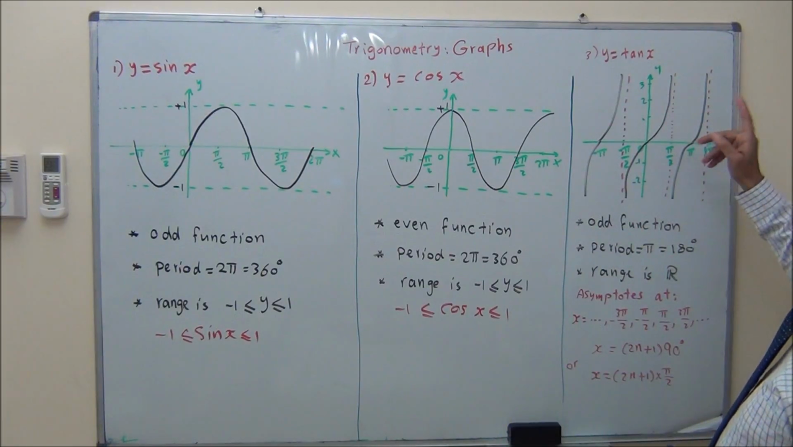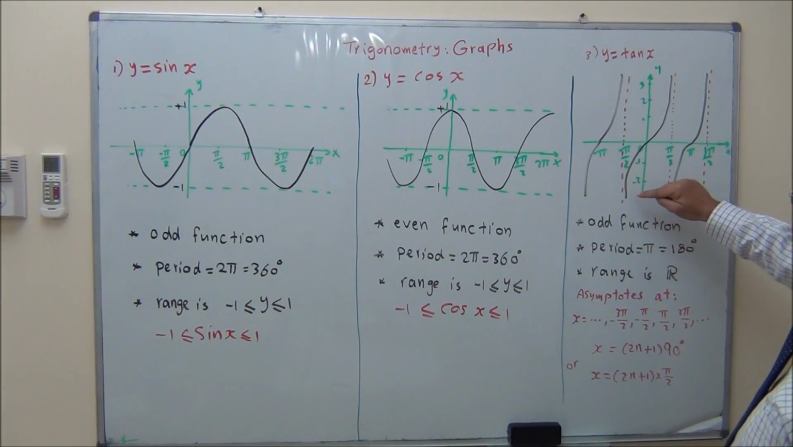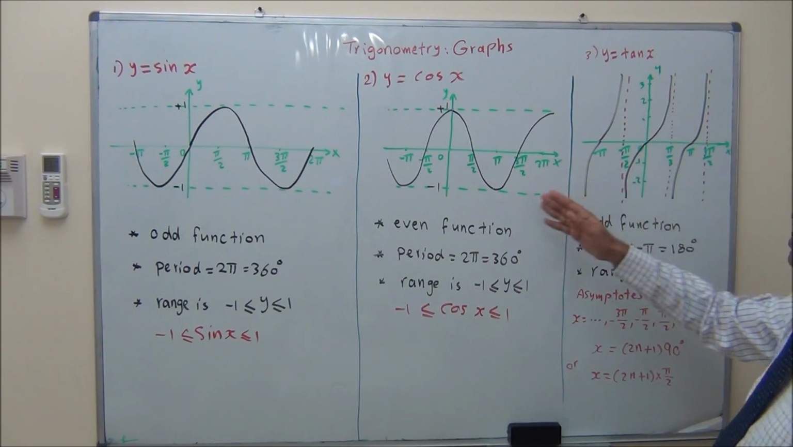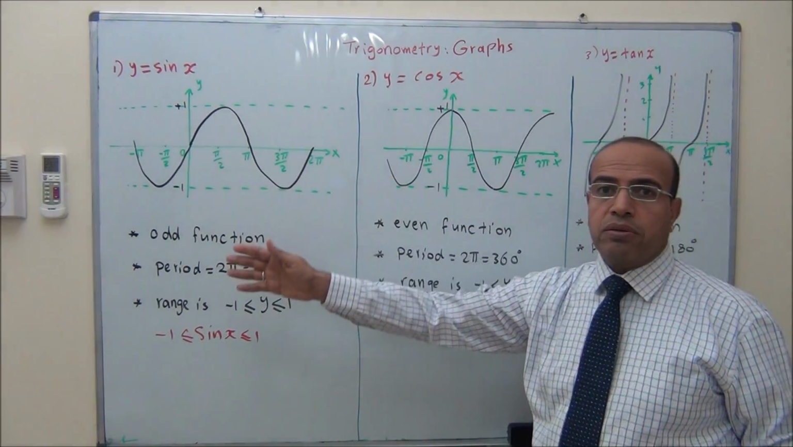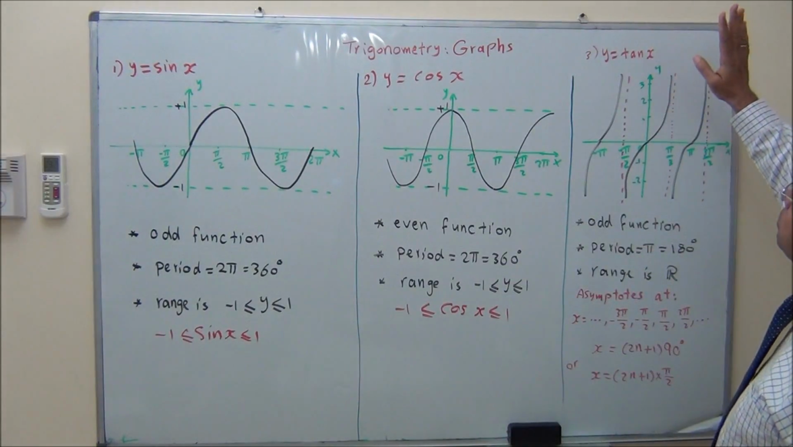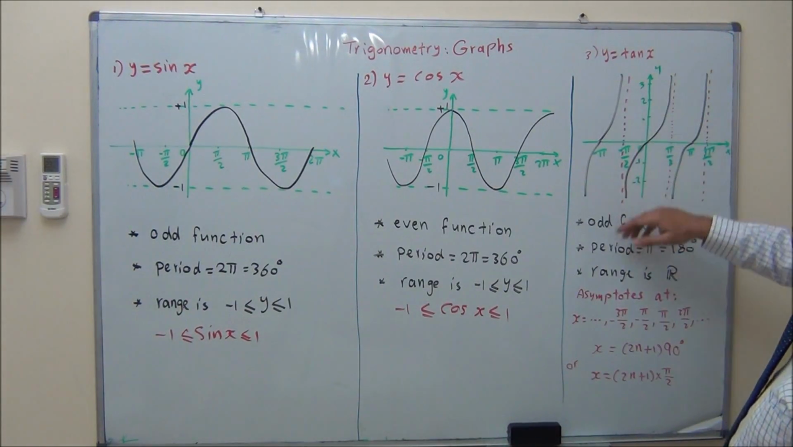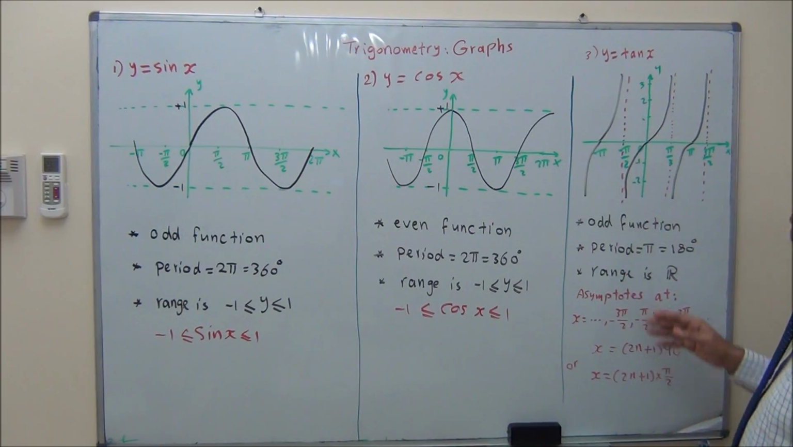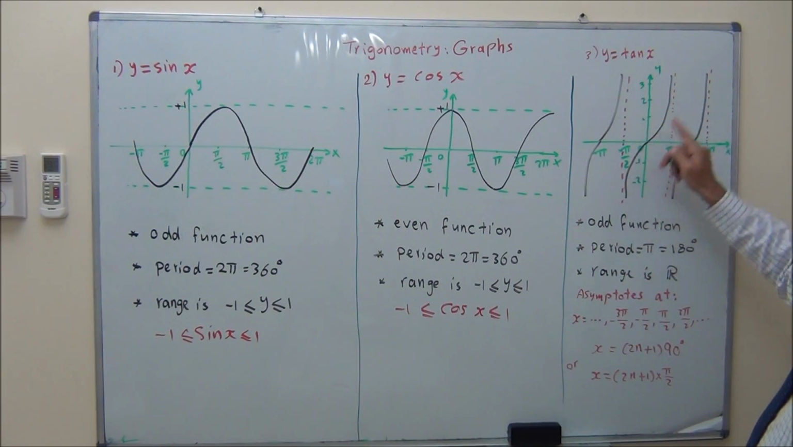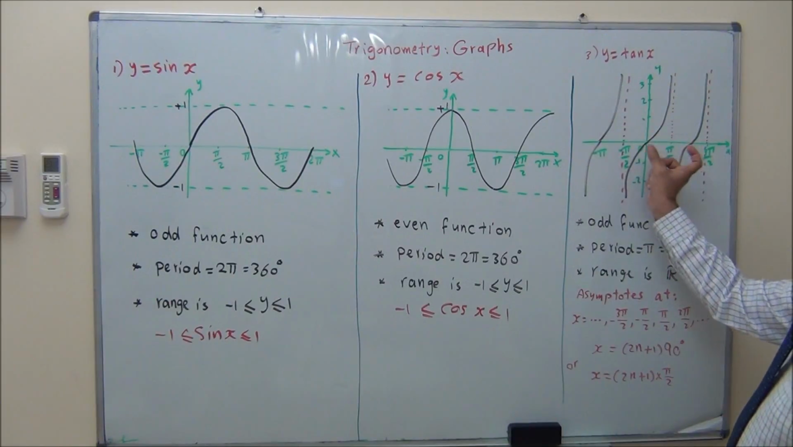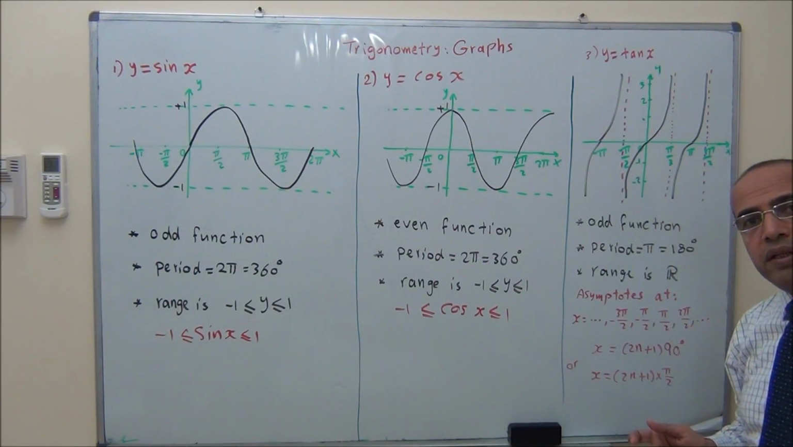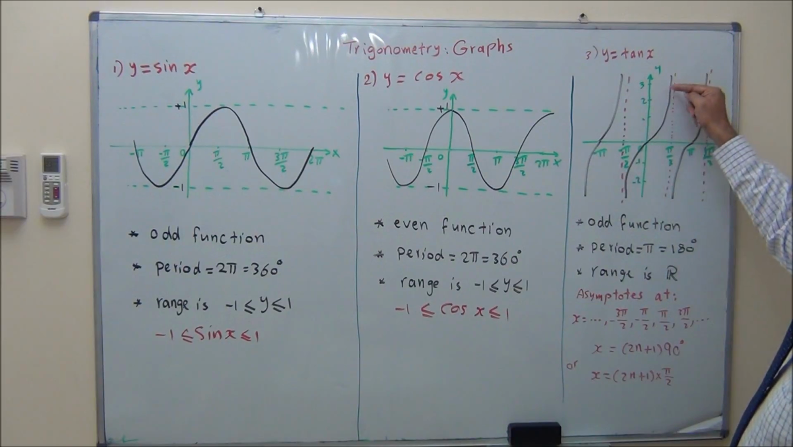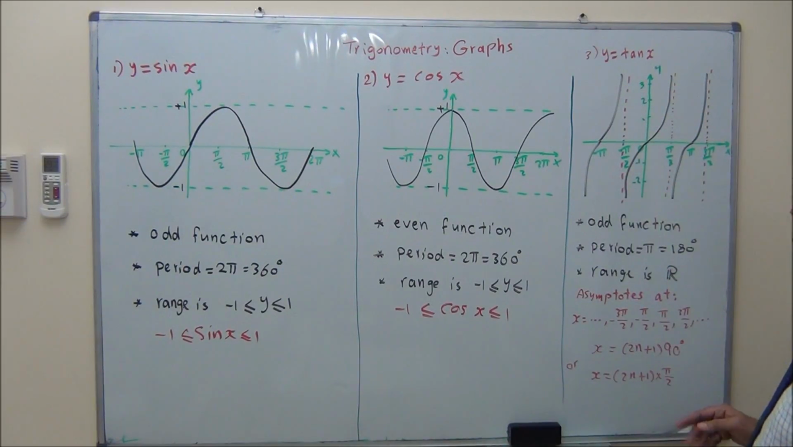The third graph is the graph of tan. Now, this is the graph of tan. The graph of tan has no minimum or maximum, like cosine or sine, going to infinity and going to negative infinity. So, the range is R. But the period is pi, so the graph repeats itself every 180 degrees or pi. It is an odd function because it is symmetrical about the origin.